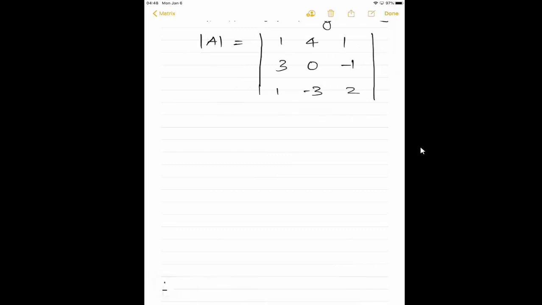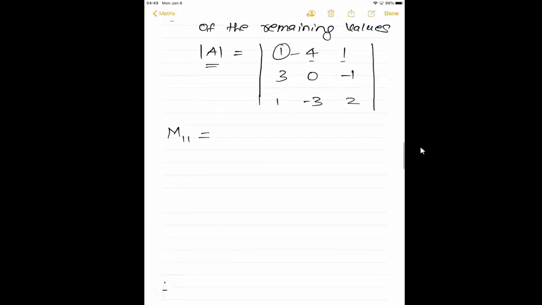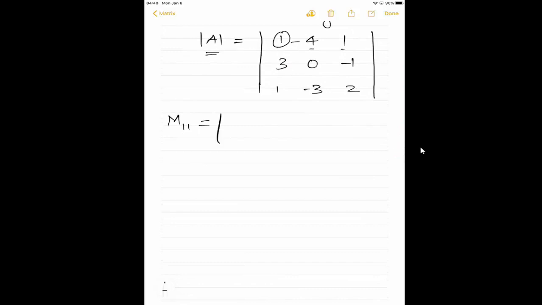So the given matrix is written in determinant form, that is, 2 vertical lines. Now the minor of first row first column, it means for this particular value, we have to ignore the values of the current row and column, that is 4 1, 3 1. These need to be ignored, and we have to calculate for the remaining values. The remaining submatrix here is 0 minus 1, minus 3 2. Same way, if you consider 4, for 4, ignore the current row and column. The remaining values we have to write are 3 minus 1, 1 2. So M of first row second column, the remaining values 3 minus 1, 1 2. This is how we have to write the submatrix.